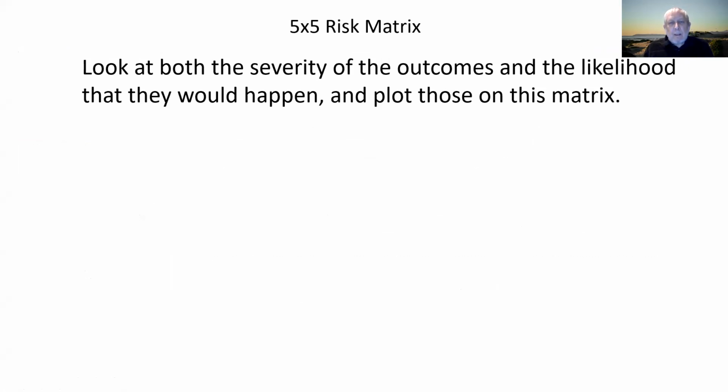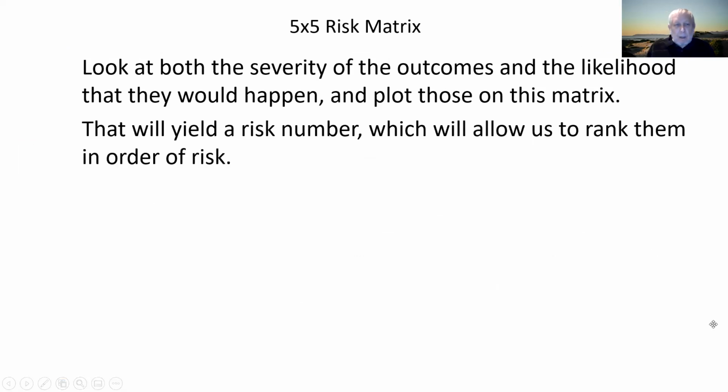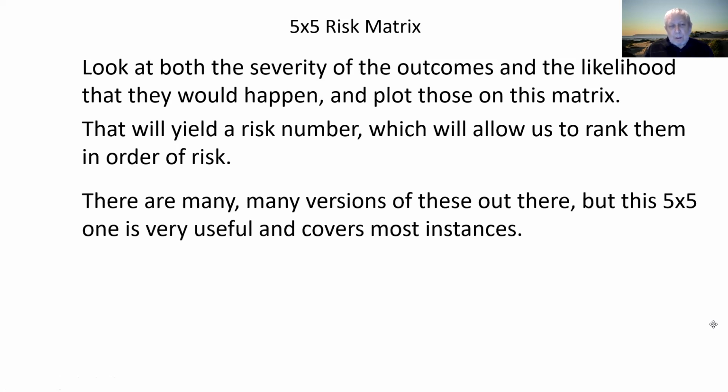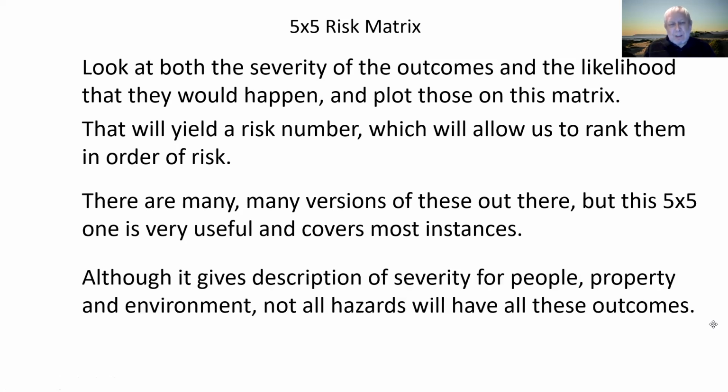Look at both severity of the outcomes and the likelihood of it happening, and then you plot those on the matrix. It's pretty simple. That will yield a risk number, risk priority number, whatever you call it, which will allow us to rank them in order of risk. There are many, many versions of these out there, but this 5x5 one is very useful and covers most instances.